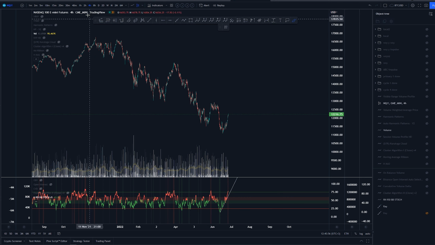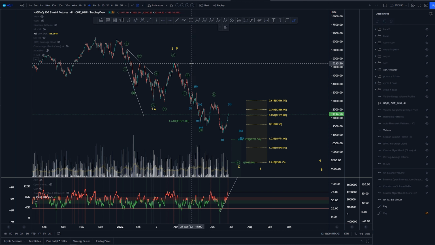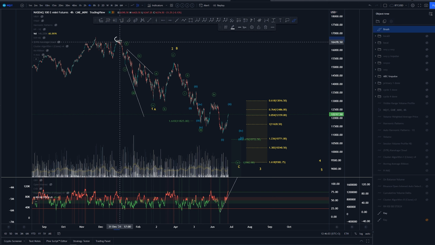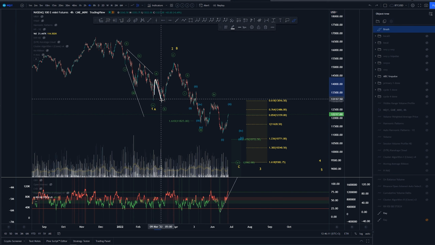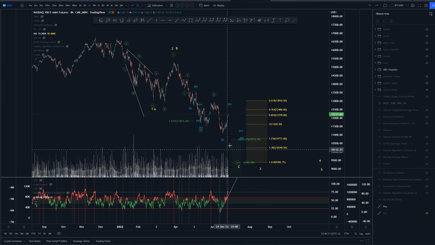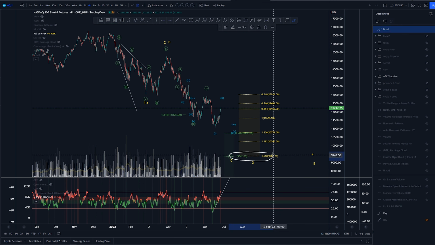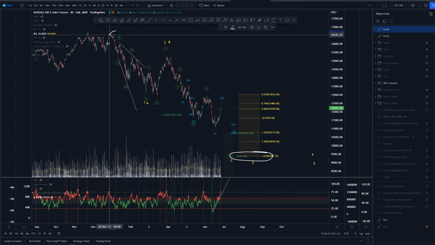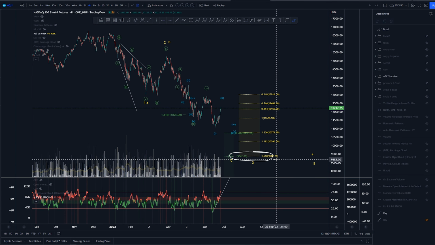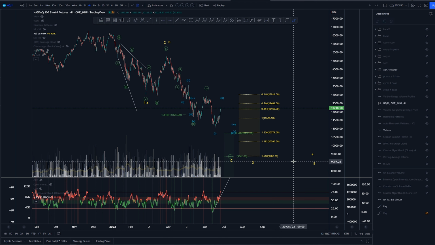Starting here on a 4-hour time frame and starting with this ABC count, or possibly 1, 2, 3, 4, 5. Now this count is starting from these highs here around the 16.6k and starting with a 1, 2, 3, 4, 5 into A, then a 1 ABC into 2 or B, and then again looking for that last leg of C or a third wave. I'm going to be preferring the third wave if the price gets below the 1.618 extension of the first leg here, which is at around 9,382.